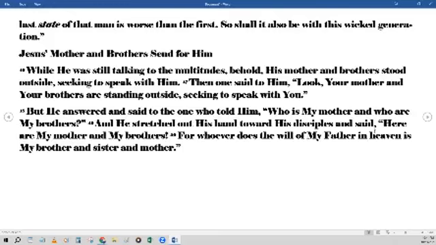Jesus' mother and brothers send for him. While he was still talking to the multitudes, behold, his mother and brothers stood outside, seeking to speak with him. Then one said to him, Look, your mother and your brothers are standing outside, seeking to speak with you. But he answered and said to the one who told him, Who is my mother and who are my brothers? And he stretched out his hand toward his disciples and said, Here are my mother and my brothers, for whoever does the will of my Father in heaven is my brother and sister and mother.